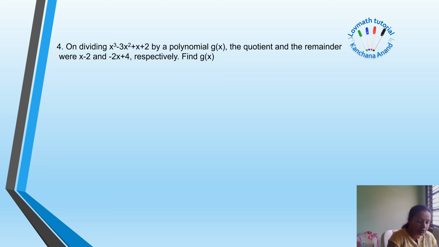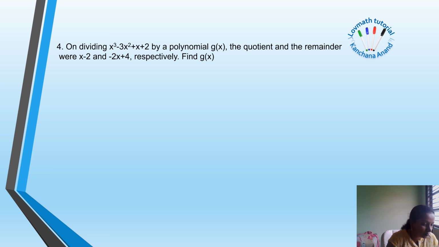Now let us solve the next problem. On dividing x^3 - 3x^2 + x + 2 by a polynomial g(x), the quotient and the remainder were x - 2 and -2x + 4 respectively. Find g(x). Here they have already given the quotient and the remainder. We have to find the divisor, that is g(x).